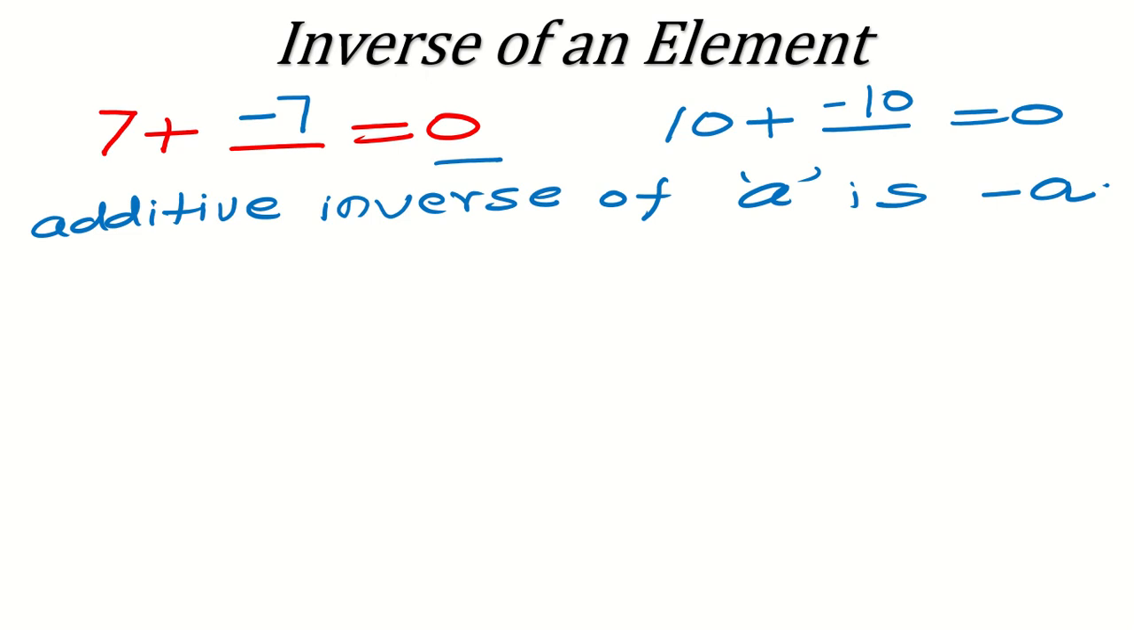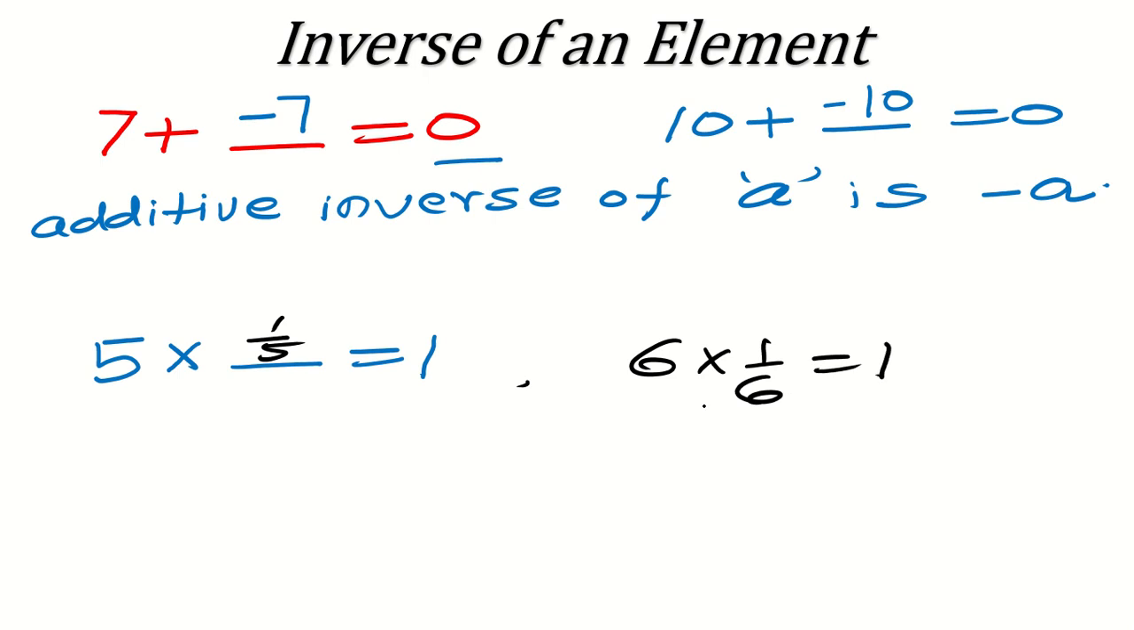Now we will talk about the multiplicative inverse. If I say, what number you will multiply by 5 to make it 1? So its answer will be 1 over 5, because if you multiply 5 and 1 upon 5, then its answer will be 1. Similarly, if you multiply 6 with 1 upon 6, then its answer will be 1.